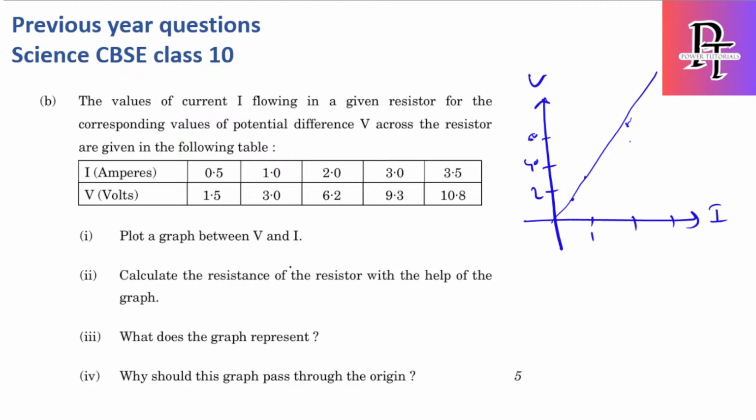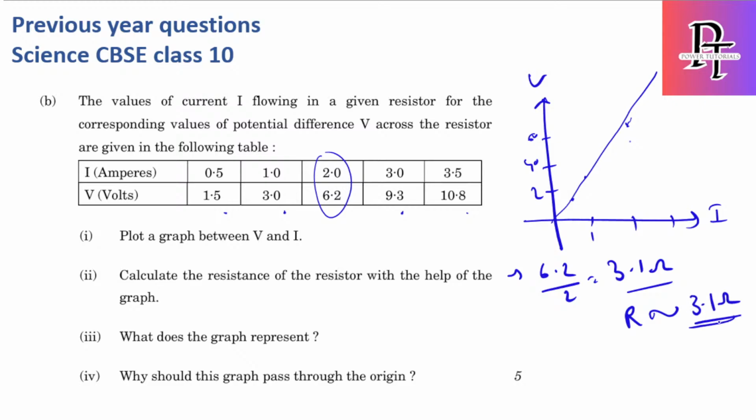Okay, then they are asking, the plot is done, then calculate the resistance with the help of graph. With the help of graph, the resistance is nothing but the slope. Slope is nothing but V by I. So take any V by I here. I'm taking the middle one, 6.2 by 2. It is 3.1 ohms. If you take other values also, it will be nearer to 3. Here it is 3, here it is 3, it is 3.1 here, and here it is 3.1 point something. So I can say R effective is almost close to 3.1 ohms.